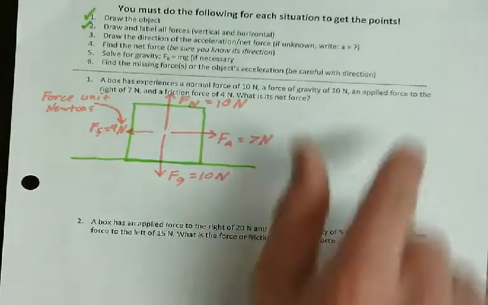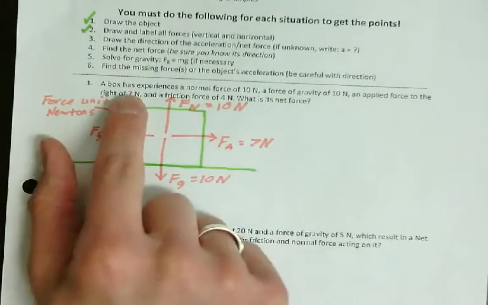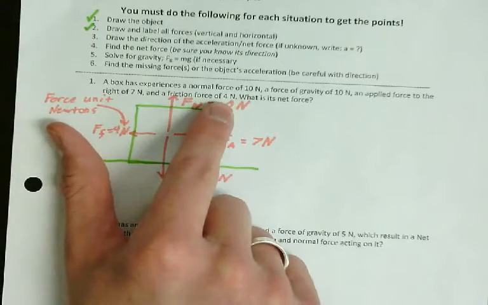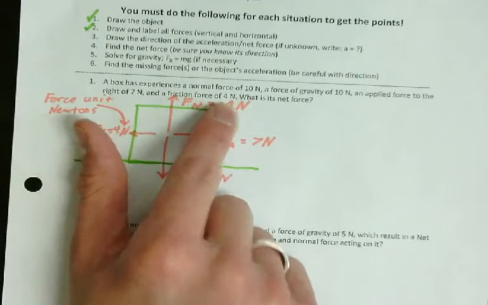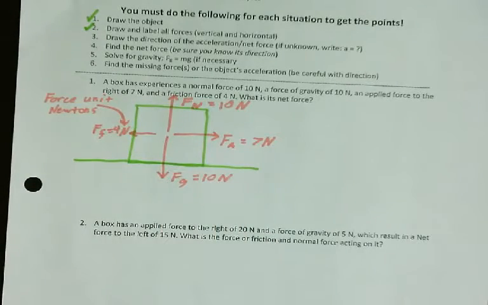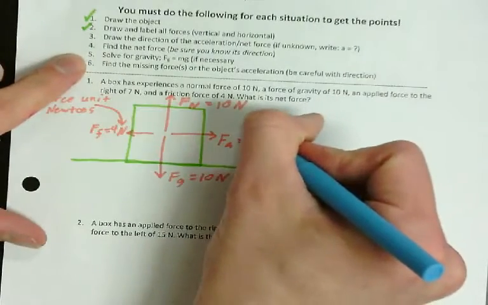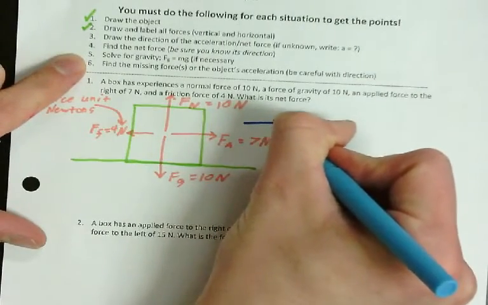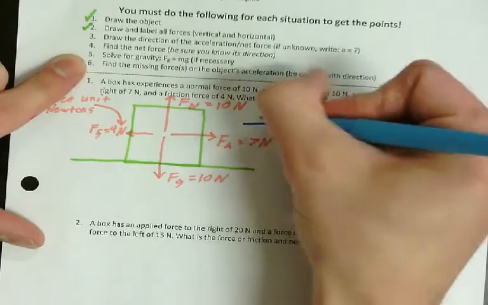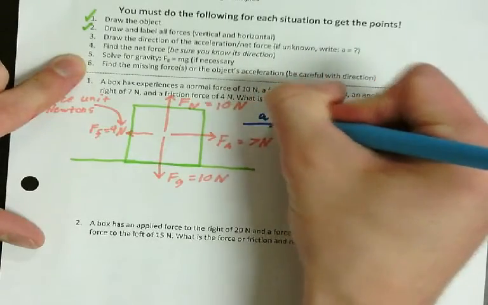Probably not. But it does say I'm applying a force to the right of 7, and friction is going to be opposite, but less. So that makes me think that the change is going to be happening to the right. So I'm going to draw an arrow to the right. And since I don't know what the acceleration is, I'm just going to write A equals question mark.